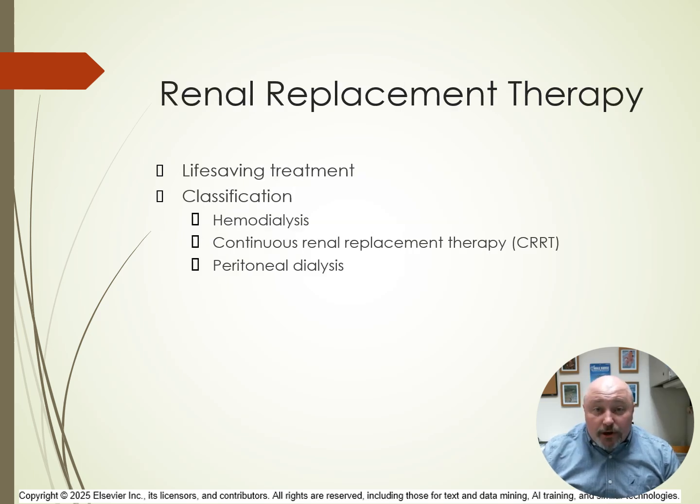Renal replacement therapy is the primary treatment for the patient with AKI. The decision to initiate renal replacement therapy is a clinical decision based on the fluid, electrolyte, and metabolic status of the patient. Renal replacement therapy options include intermittent hemodialysis, continuous renal replacement therapy, or even peritoneal dialysis.